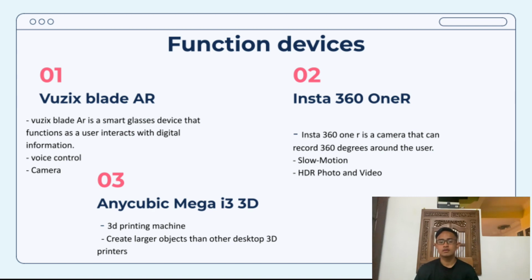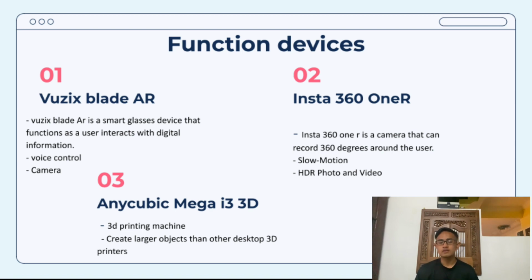Second device is the Insta360 1R. It has 2 functions, slow motion and HDR photo and video. The camera can shoot slow motion video at up to 200 frames per second, enabling users to capture fast moving objects in stunning detail. Second, the Insta360 1R can capture HDR photos and videos which combine multiple exposures to create images with a wider range of colors and contrast.